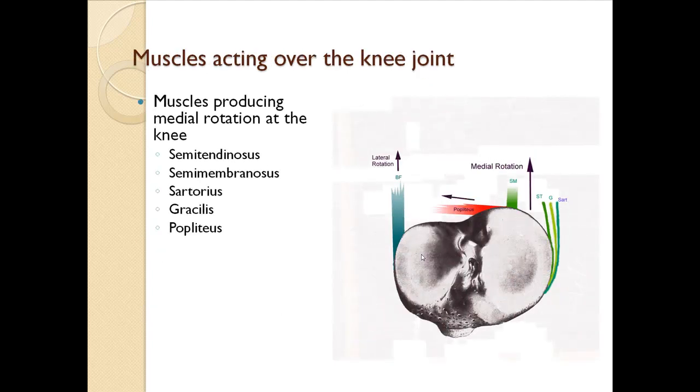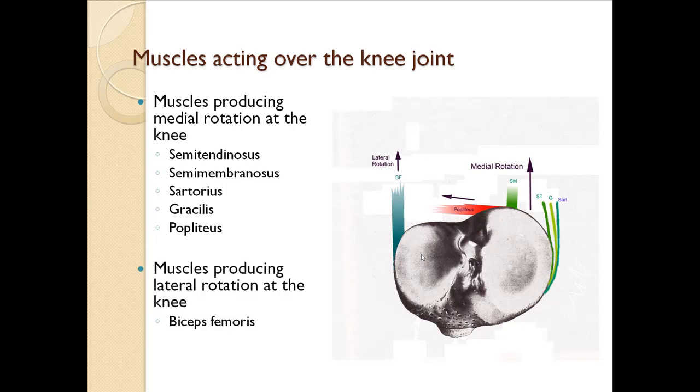When we look at the flexed knee, there are a group of muscles that will produce lateral rotation and muscles that produce medial rotation. The lateral rotator of the knee is only biceps femoris. So with the flexed knee, biceps femoris will contract. It pulls the lateral tibial condyle backwards and turns the toes outwards. So we get this lateral rotation.